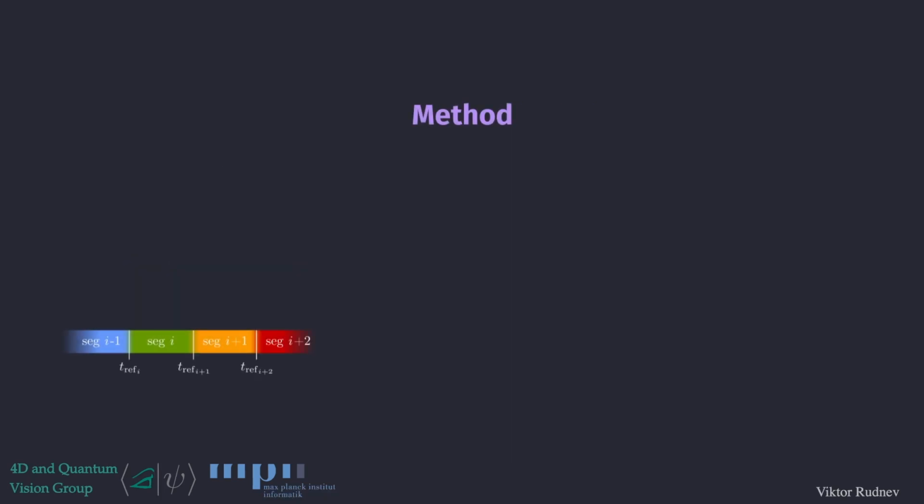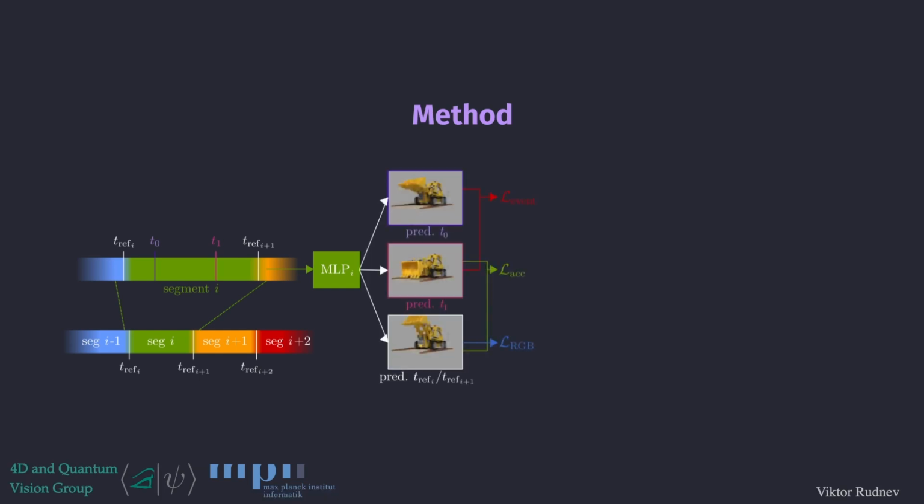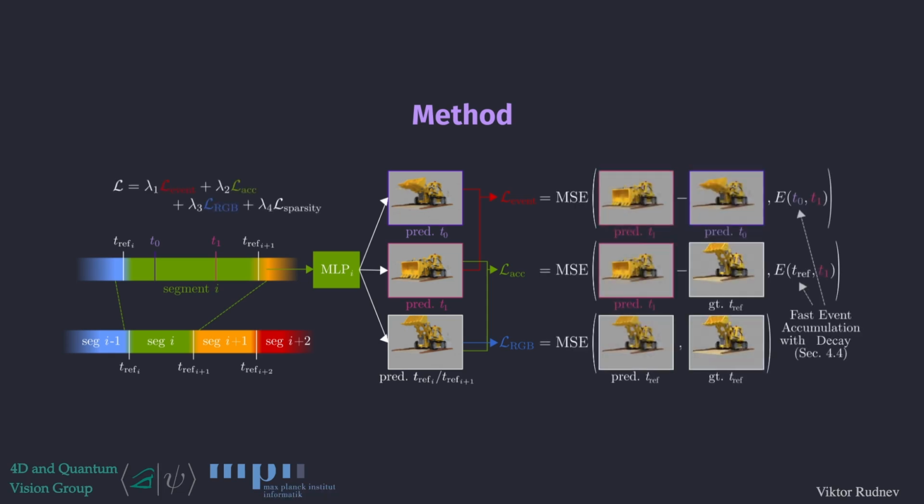First, we split the whole sequence into short overlapping segments. We represent each segment with a temporally conditioned MLP. To supervise one of them, we randomly sample event windows T0, T1. Then we predict 3 views at T0, T1 and at the time of the reference RGB frame. We apply 3 losses based on these predictions: an event loss between T0 and T1, an accumulation loss between T1 and the reference RGB, and an RGB loss between the predicted and ground truth reference RGB.